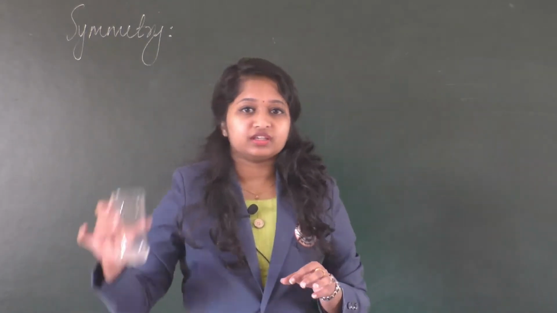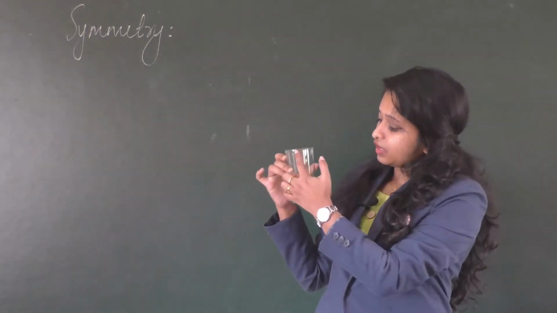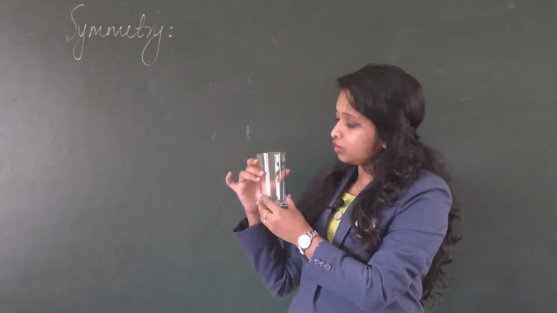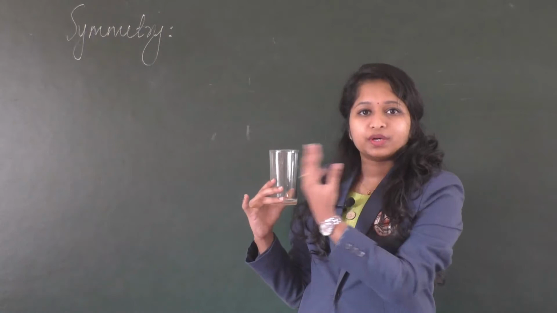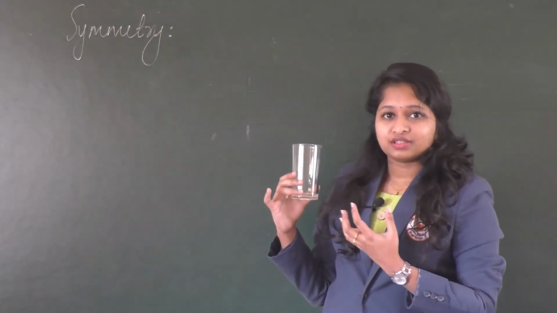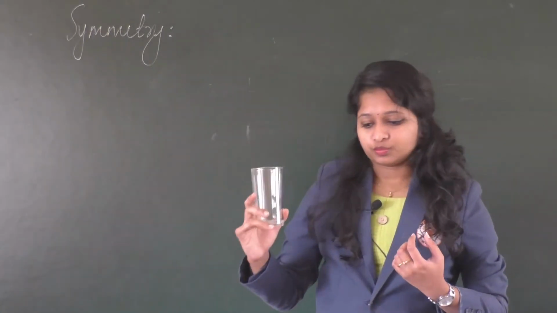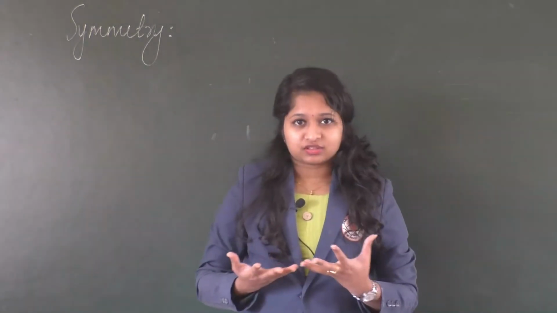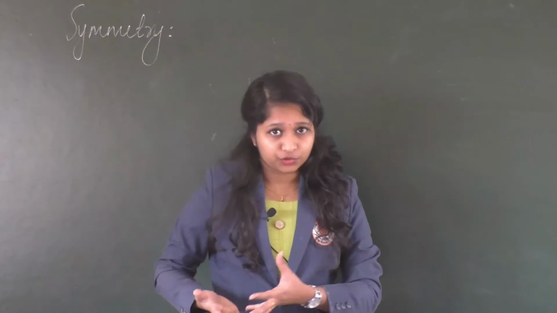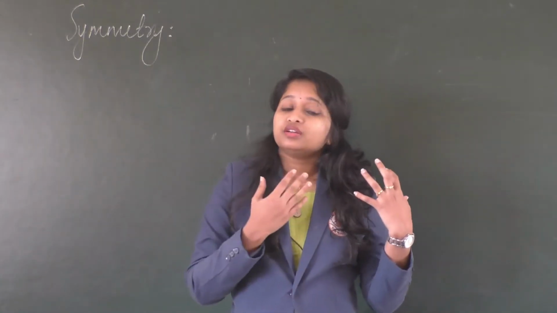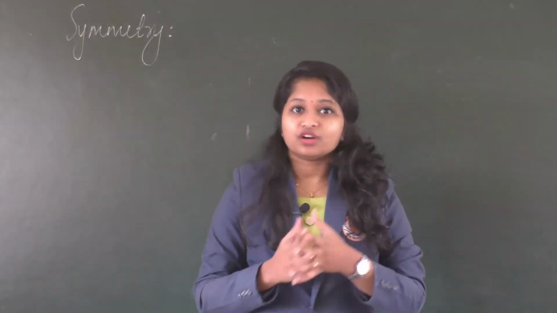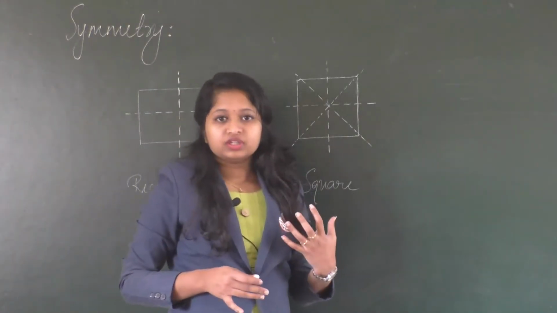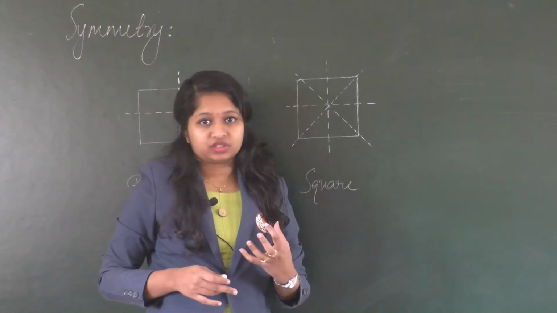Or if I take a glass and an imaginary line is drawn, then two equal parts are formed. That means this is a symmetric object. Similarly, take any objects which you can find around you and find whether they are symmetric or not. So children, the imaginary line drawn is called the line of symmetry.